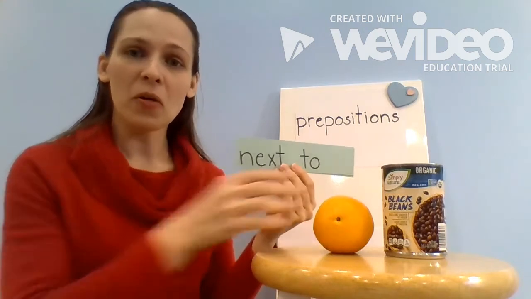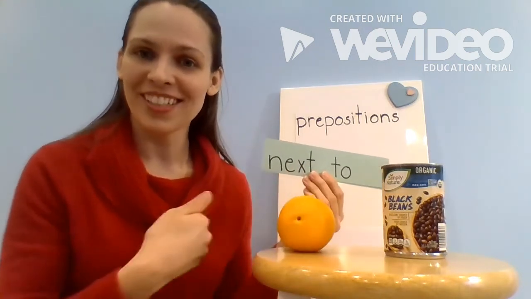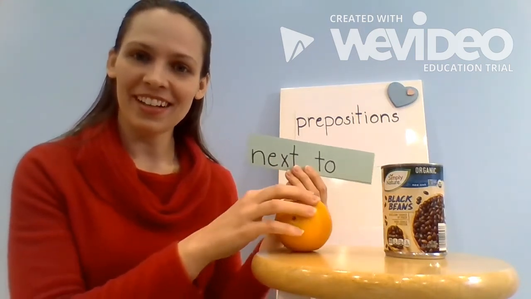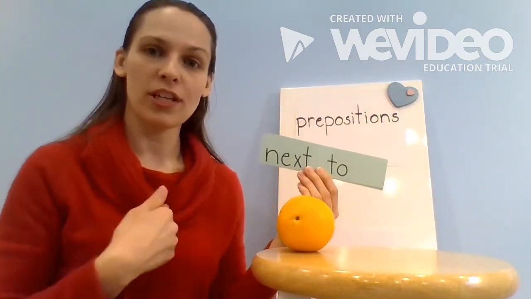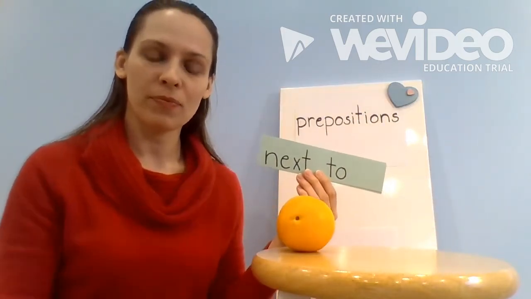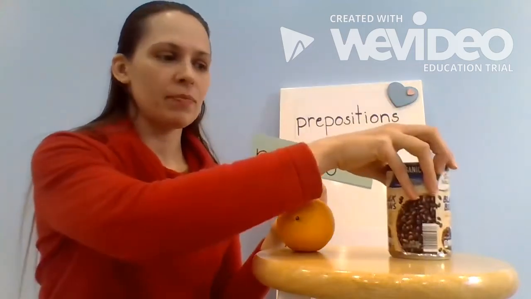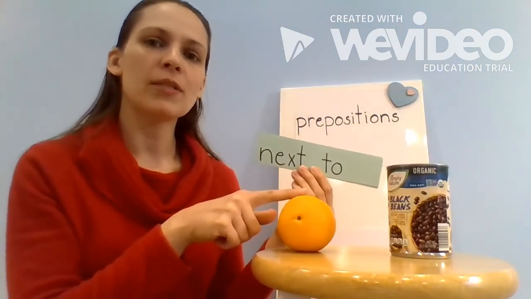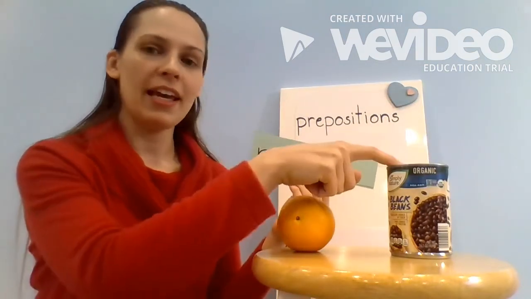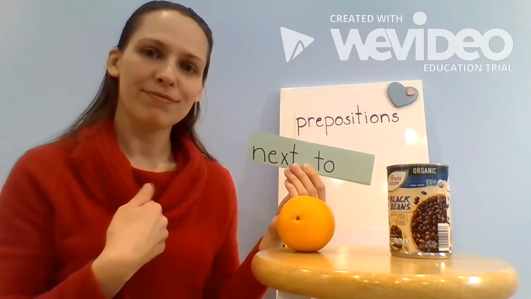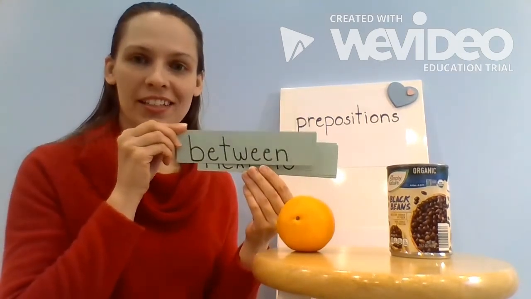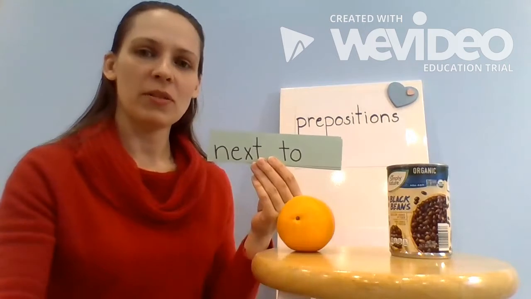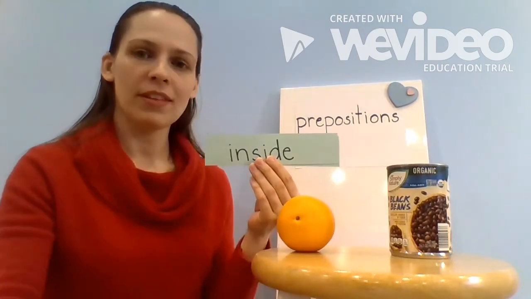I am also next to the orange, right here. If you just use two things, just me and the orange, I am next to the orange. If I put this back, we could say the orange is between the can and me. So that would be between. So we did between and next to. Let's move on.